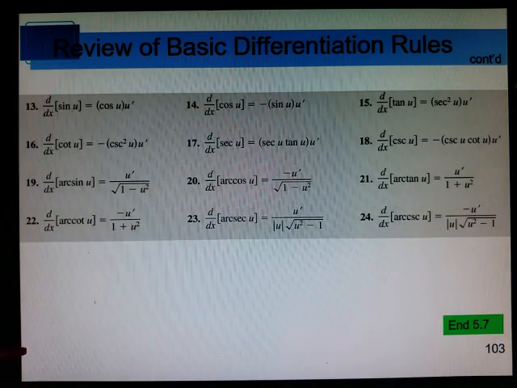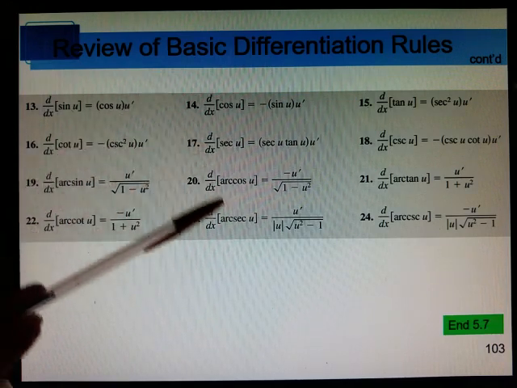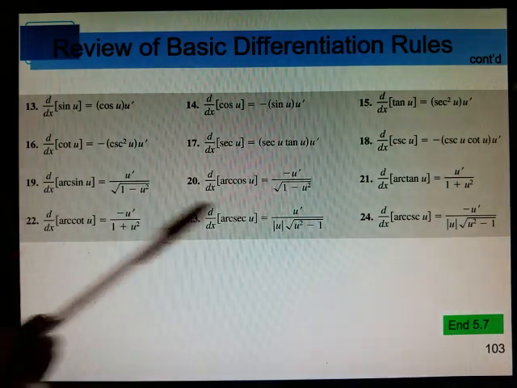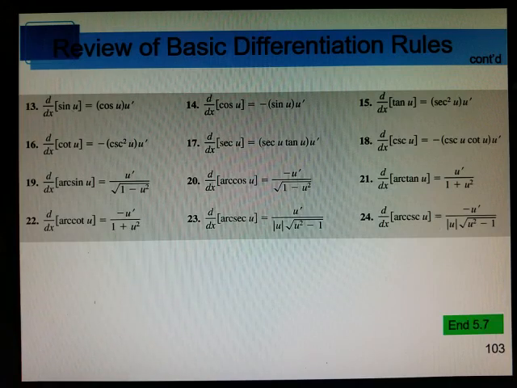And the next slide, more derivatives, more derivatives, more derivatives. And again, you do not have to memorize number 19 through 24 at this point. In Cal 2, they do like you to have those memorized.